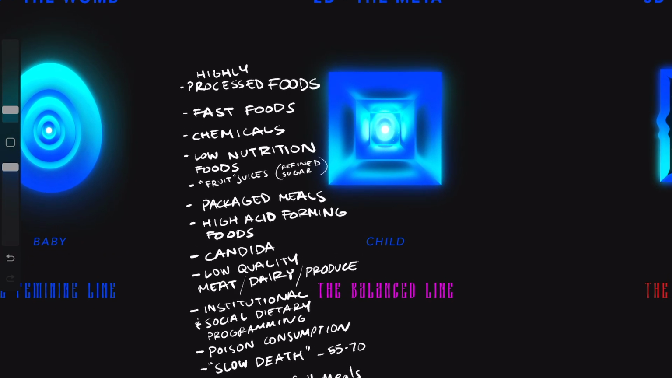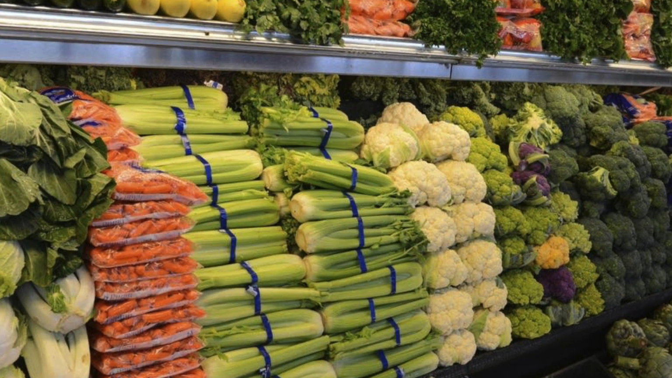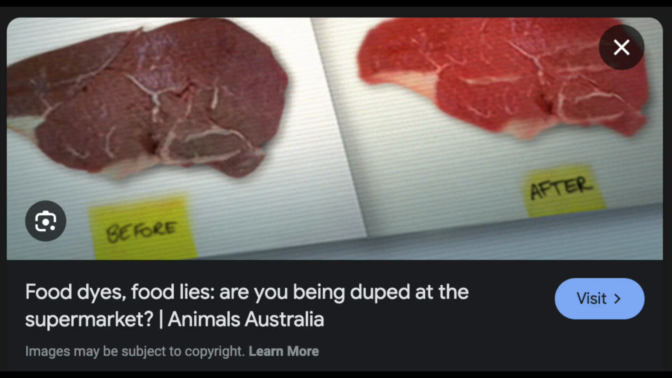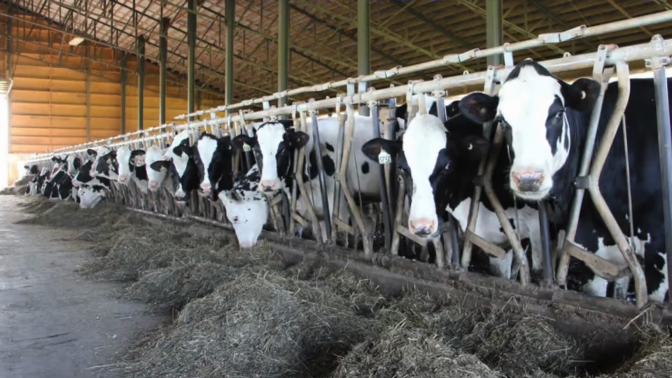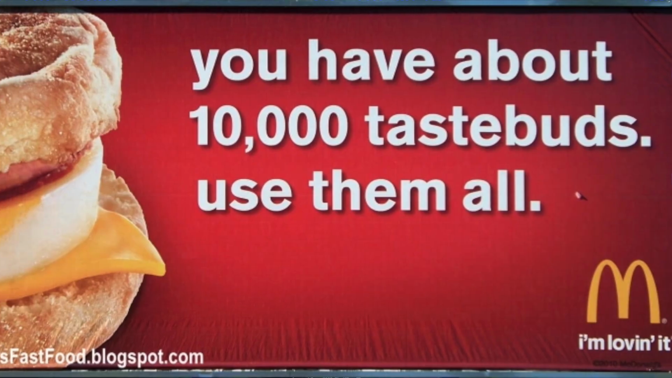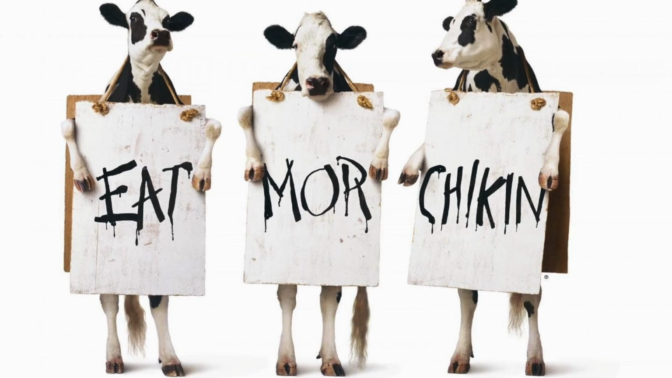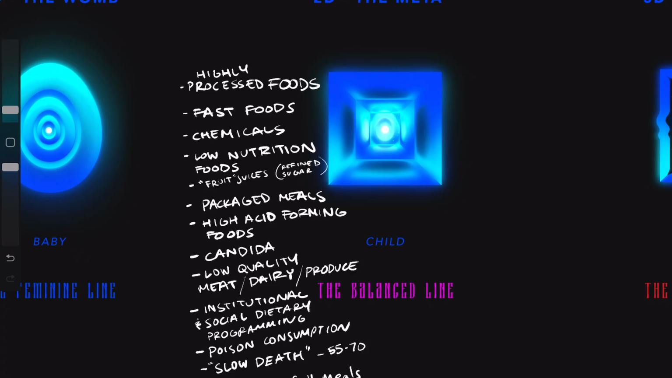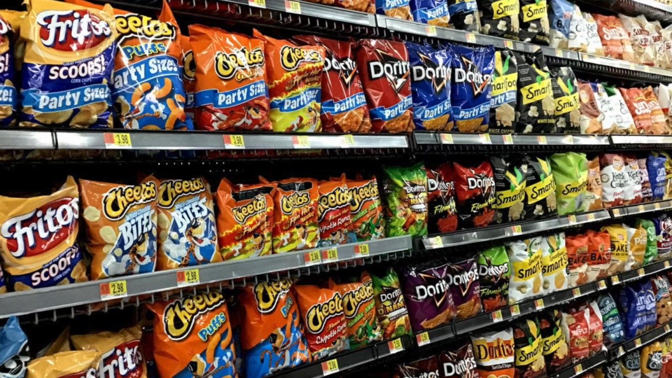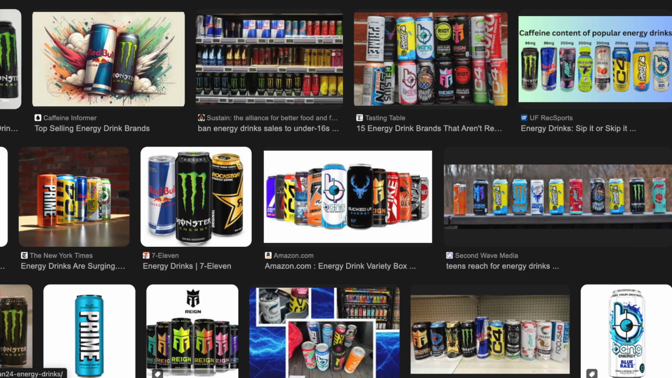So here in the 2D meta diet, we also have low quality produce, low quality vegetables, which again goes back to what are they spraying on the food, right? We have low quality meat. We have huge factory farming problems. We have low quality dairy. We also have institutional and social dietary programming through commercials that are promoting these foods that are not good for us, right? A lot of poison consumption as well in the meta. Basically, the meta diet is slow death.